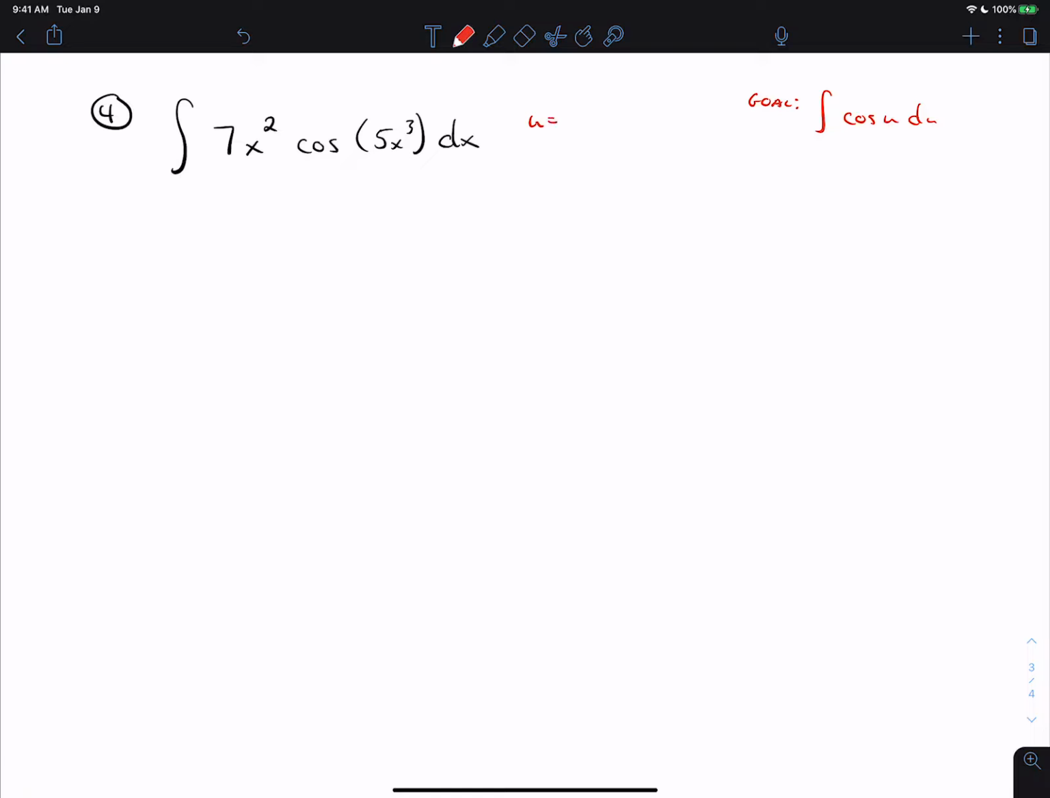We're going to let u equal 5x cubed. Du then is 15x squared dx.